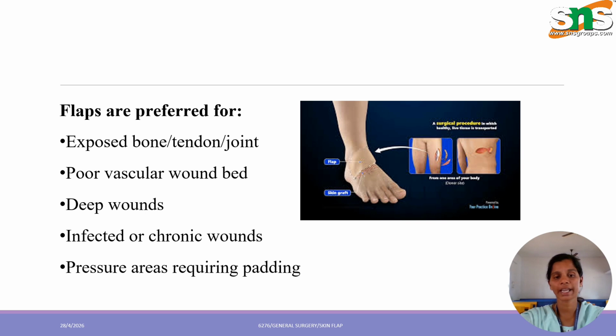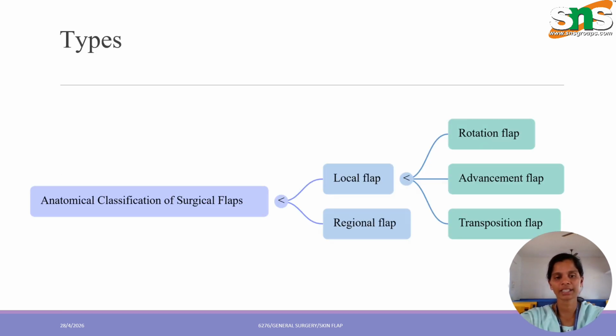Flaps are preferred for exposed bone, tendon, or joint conditions like trauma. During trauma, if the bone or tendon or joint gets exposed, skin flaps are the only management. Poor vascular wound bed and deep wounds, infected or chronic wounds, and pressure areas requiring padding can undergo the procedure of skin flap.